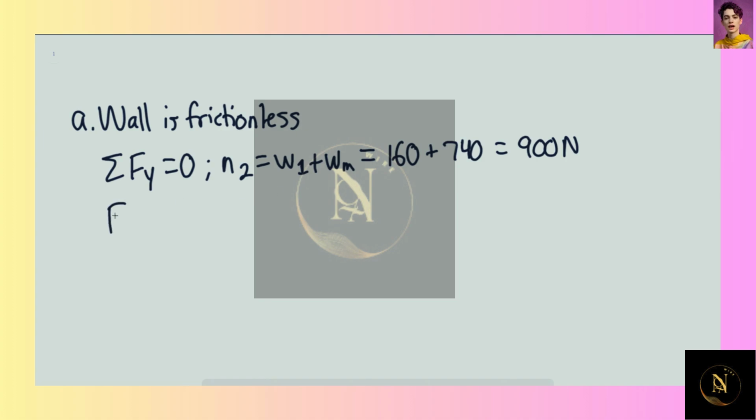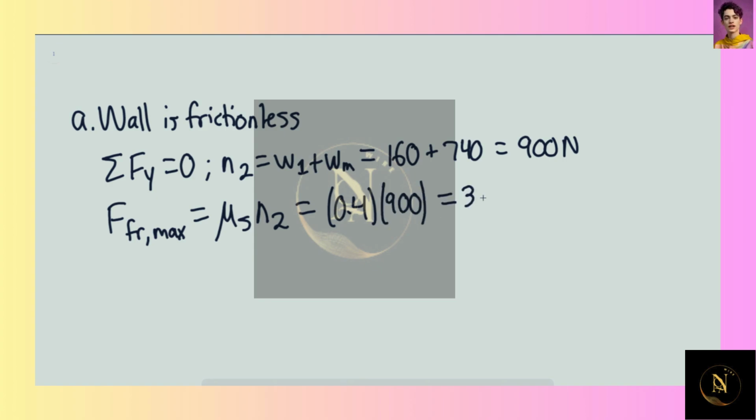So we can say that the maximum friction is going to be equal to the coefficient of static friction. This would, of course, give us the maximum friction because the coefficient of kinetic friction is always less than the coefficient of static friction, times, so it's mu sub s times n sub 2. And this would be 0.4 times 900, and this is giving us 360 newtons. So this would be your answer for part A. This would be the maximum frictional force, and this occurs between the point of contact of the ladder and the floor.